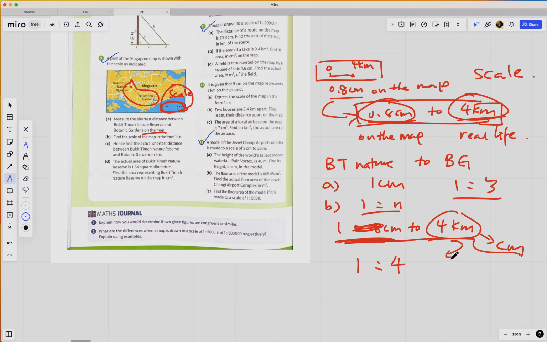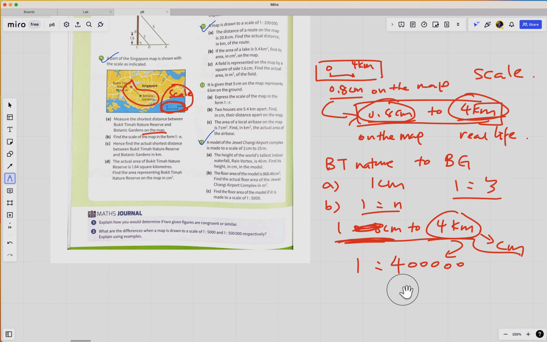4 kilometer is 4000. How many zero? 50. Yes. So first to meter first, right? Yeah. Then another 20 cm to cm. Yes. So according to your measurement, it is 1 to 400,000. Yeah. So that's the answer.